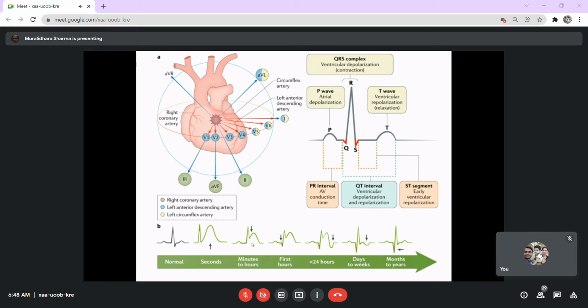Now, as time passes, a few minutes to hours, the myocardial cells which have become ischemic tend to become more grievously injured, or may even be dead to a certain extent. In that condition, there will be a notch formation due to that dead tissue, and this results in what we call the current of injury. The current of injury is the notch formation either at the end of the S wave or at the beginning of the P wave, depending upon the location where the injury has occurred.